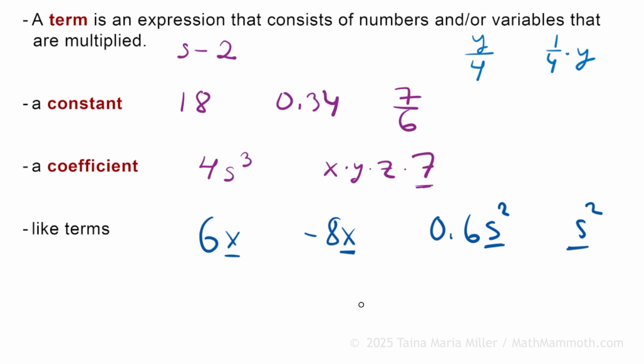Note though that these two are not like terms, 7y and 8y squared. The variable part is not the same. I know the letter is the same, y and y, but this here is actually y times y. It's not the same variable part as just plain y. And this is important because we cannot combine these. If we have like terms, we can combine them or add them, but if they are not like terms, we cannot do that.